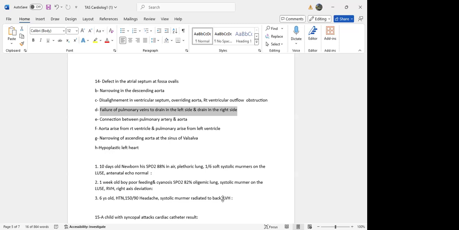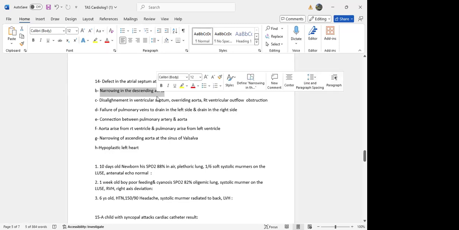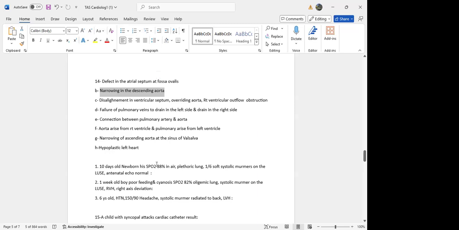Yes. It is postductal. It is postductal. It is narrowing in the descending aorta. Okay. Do not be confused. Your duct opens at the descending aorta. So it's a narrowing in the descending aorta. It's postductal.